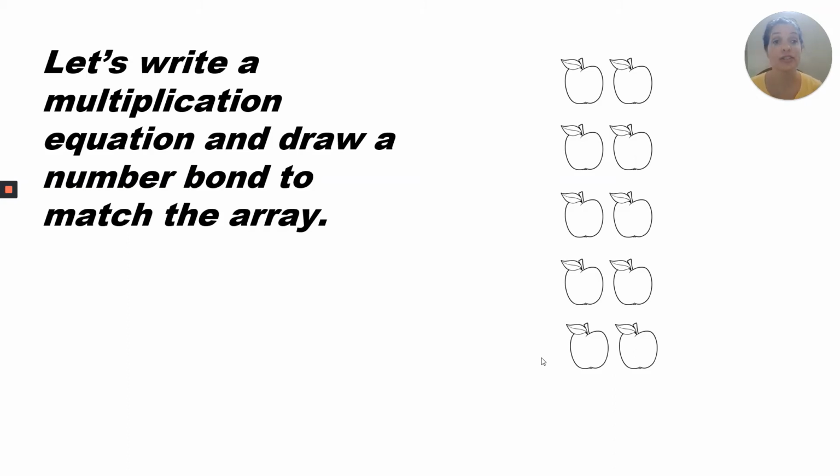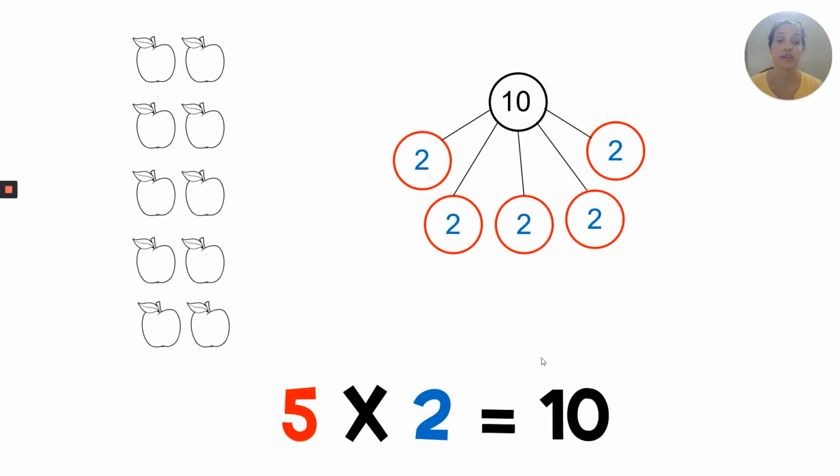So let's count by 2s 5 times. Ready? 2, 4, 6, 8, 10. This is our number bond. The 10 is the product. It goes at the top. The 2s are the columns. That's how many in each group. And there are 5 groups of 2. So I have 5 legs going to 5 circles with 2 in each circle. Let's count by 2s. 2, 4, 6, 8, 10. This matches our equation. 5 groups of 2 equals 10.